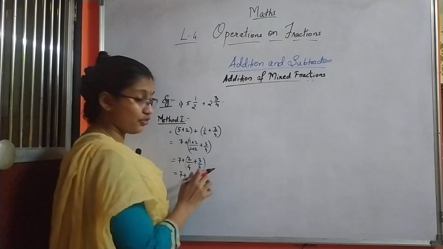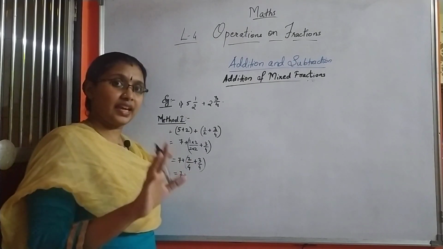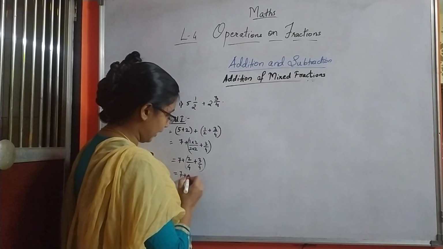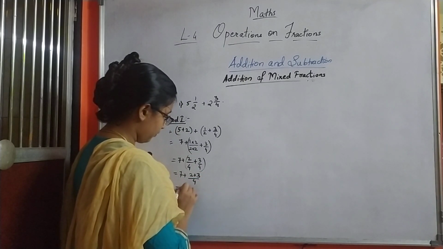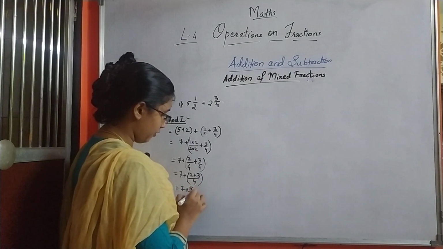7 plus, I have common denominators. Any fraction which has common denominators can be added directly in the numerators. The numbers can be directly added in the numerators. 2 plus 3, 5 upon 4.